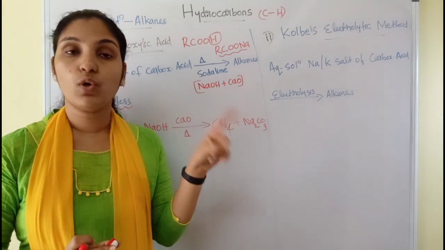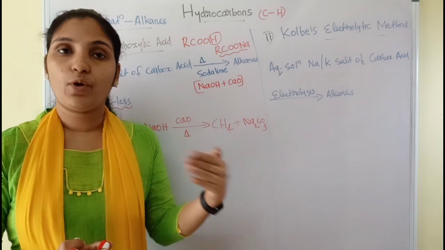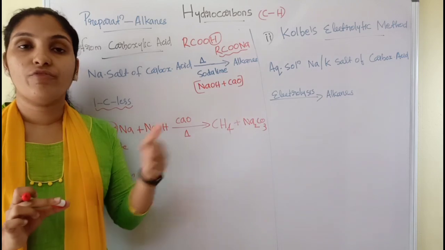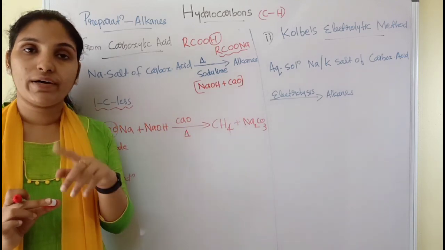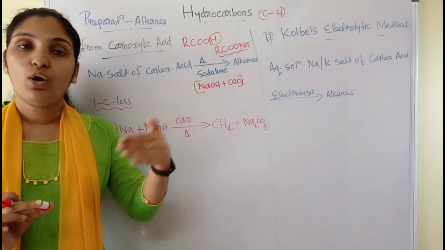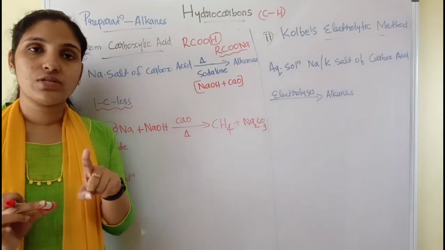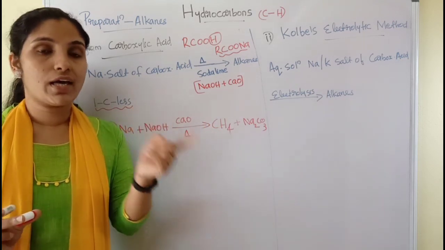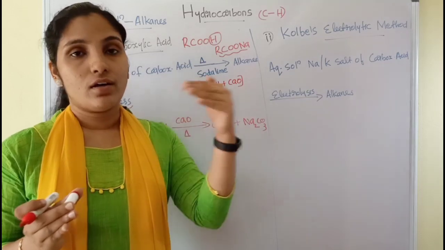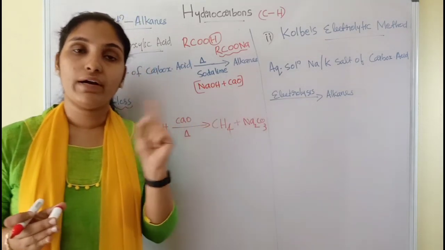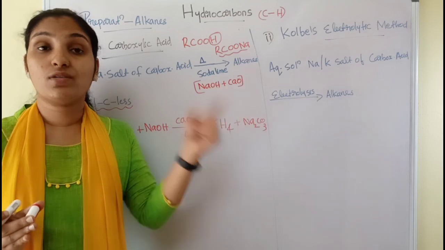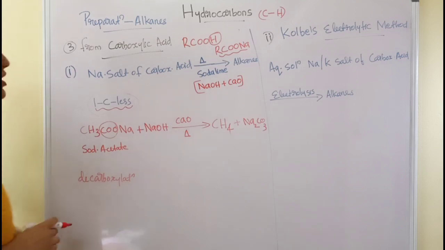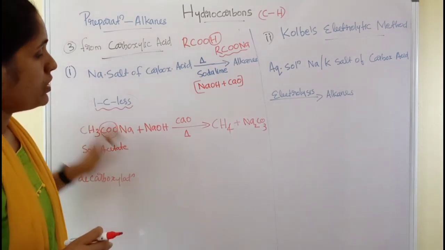We will get alkanes with one carbon atom less than the carboxylic acid that we have taken. So suppose we need to prepare butane, we have to take a carboxylic acid which contains 5 carbons. Or if we need to prepare pentane, a carboxylic acid which contains 6 carbons should be taken. Whatever the alkane we need to prepare, we have to select the carboxylic acid which contains 1 carbon more than the product we expect. Please understand this relation. This is a very important aspect of this reaction.